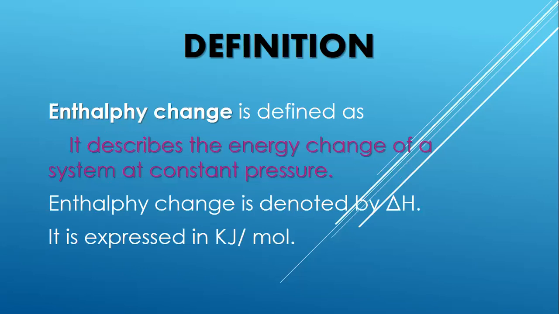Now, the next is enthalpy change. Enthalpy change is basically the energy change of a system at constant pressure. At constant pressure, the energy change is known as enthalpy change of the system. Enthalpy change is denoted by ΔH and it is expressed in units of kilojoule per mole.